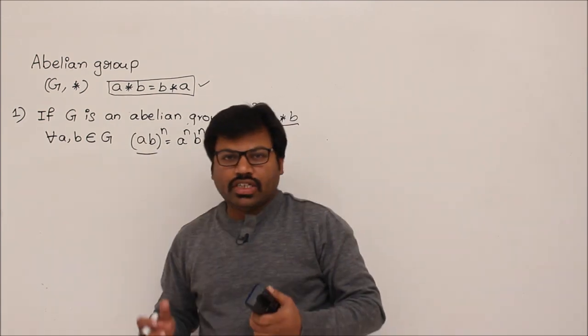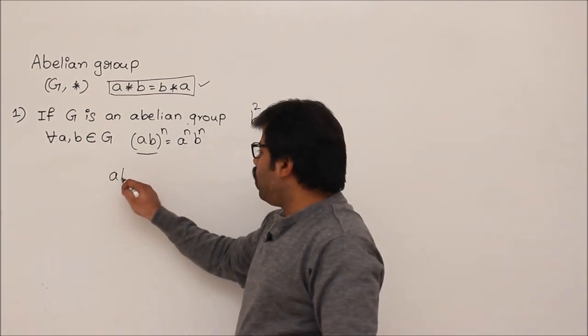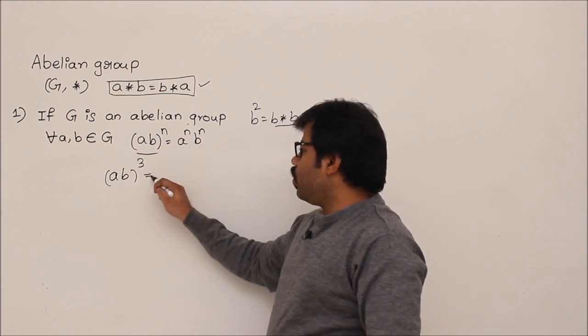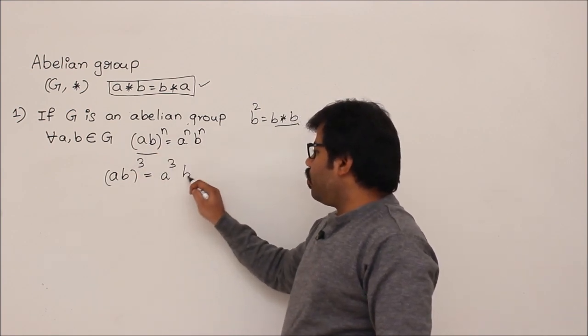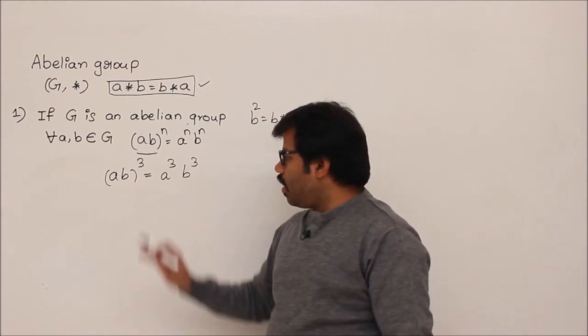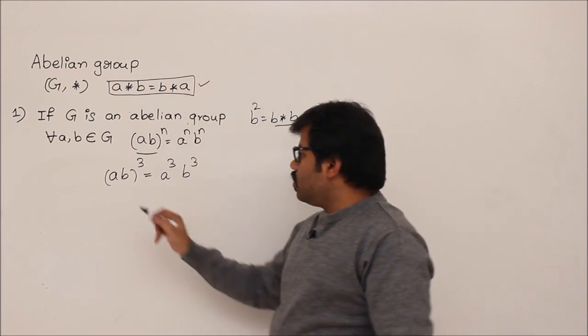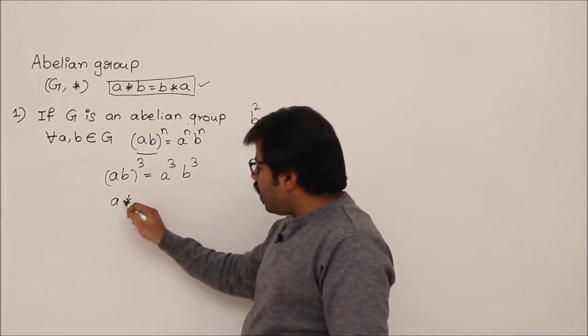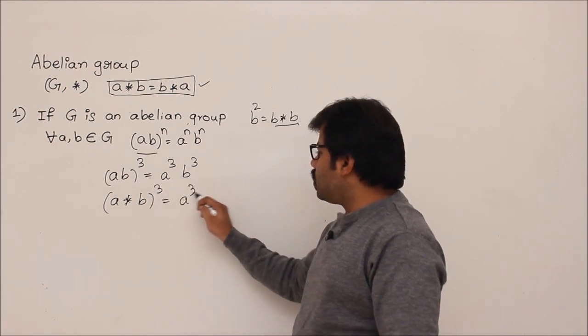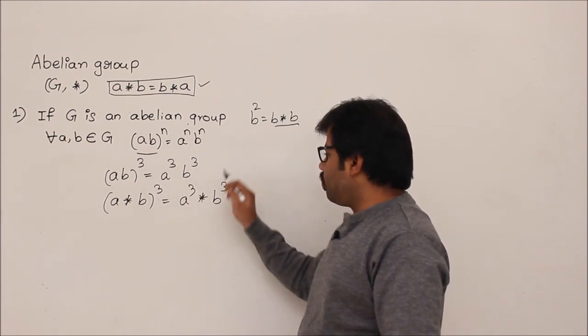To get some confidence, let us do it for (ab) whole cube so that you can understand the overall process. What is (ab) whole cube? We have to prove that it equals a cube b cube. Remember, I am not doing any multiplication or anything, we are applying that operator star. If you have any doubt, you can assume it like this also: (a star b) whole cube, we have to prove that it equals a cube star b cube.